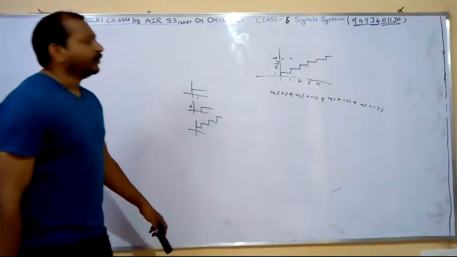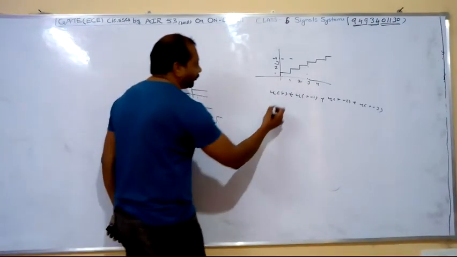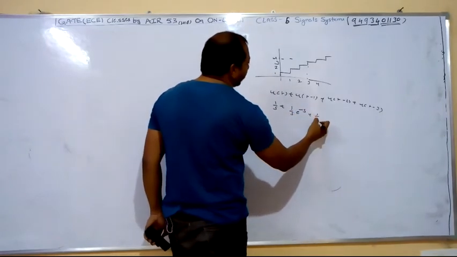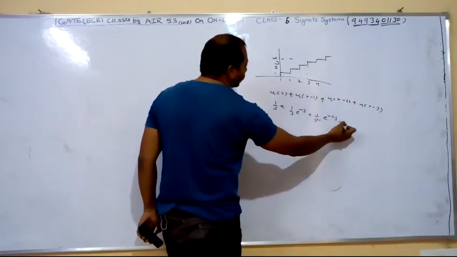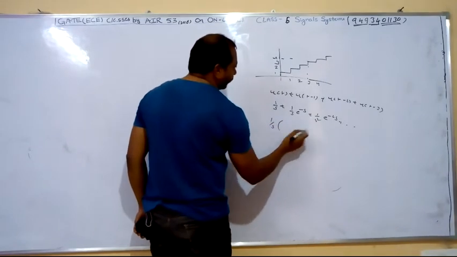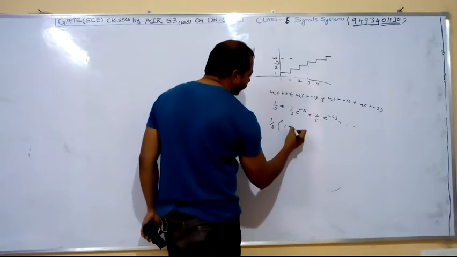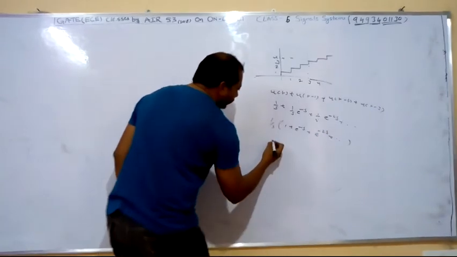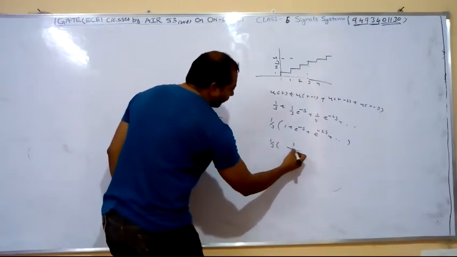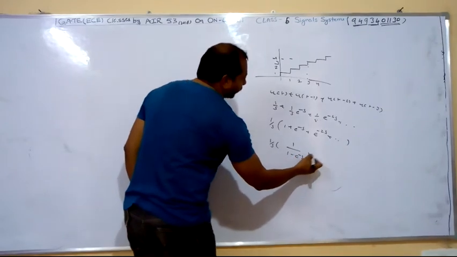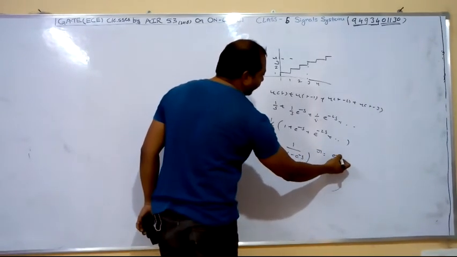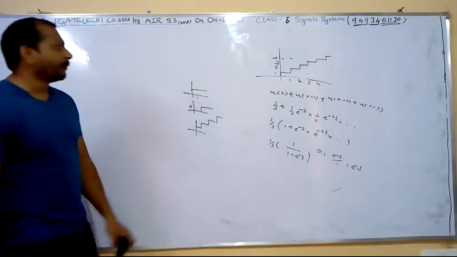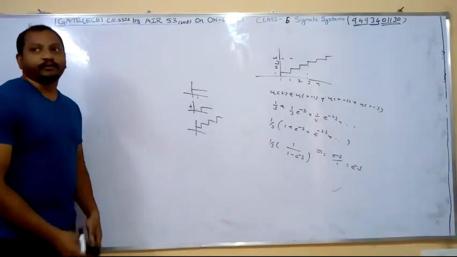If you consider the transform of this one, this will become 1 by s plus 1 by s into e to the power minus s plus 1 by s into e to the power minus 2s, and so on. Taking 1 by s common, this is equal to 1 plus e to the power minus s plus e to the power minus 2s and so on. So this is equal to 1 by s into a by 1 minus r, where r equals the second term divided by the first term, which is e to the power minus s. The corresponding result is 1 by s into 1 by 1 minus e to the power minus s.